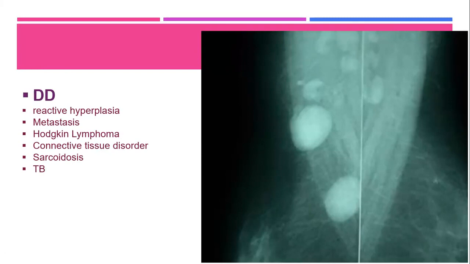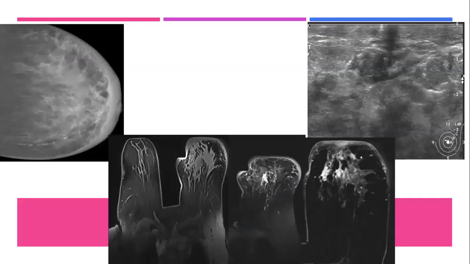Ultrasound is much superior. And the differential diagnosis includes reactive hyperplasia, metastasis, Hodgkin lymphoma, connective tissue disorders, sarcoidosis, tuberculosis, and so forth. So there is overlap between benign and malignant.